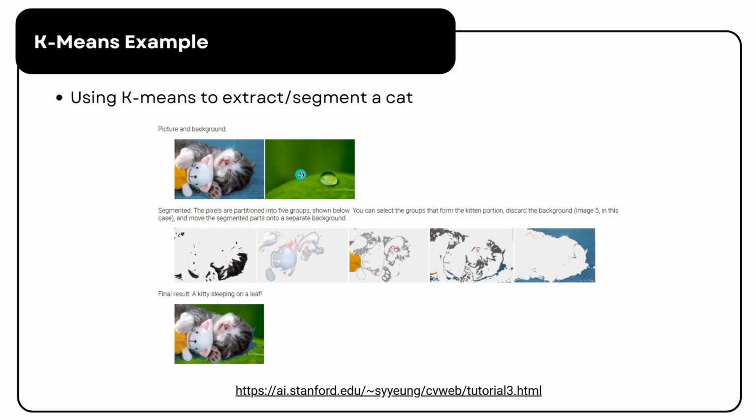The output should be that this kitty is sleeping on the leaf. Right now in this image, it is sleeping on a somewhat bed-like blue background, and this one is our target background for this image.